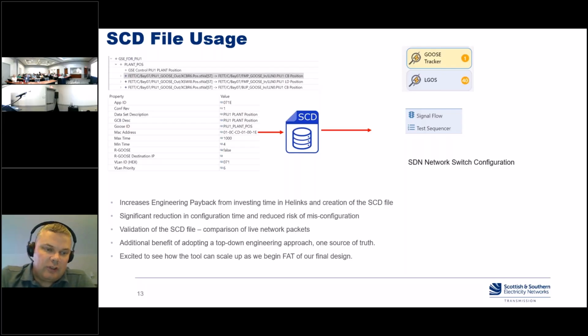And yeah, we're excited to see how the tool can scale up as we begin our FAT of our final design. This is the first time we've had our entire network available to us in terms of bays and switches. So we want to see if there's any bandwidth issues or if the tools can help us identify that. And yeah, we want to show our engineers other instances where we can use signal flow to help them follow new GOOSE messages through the system.